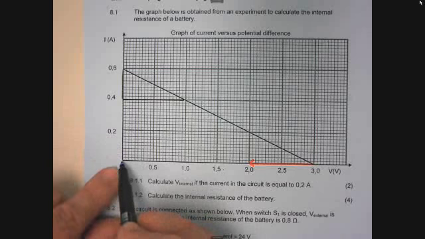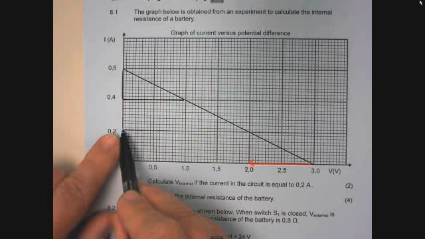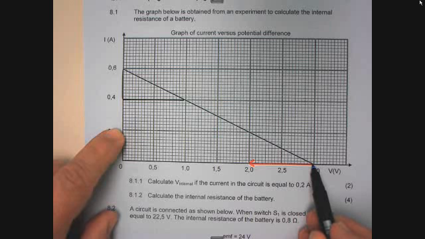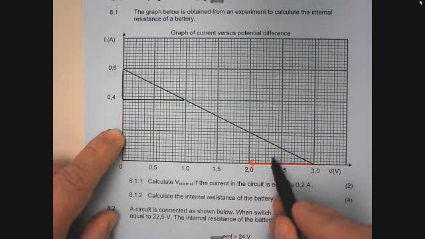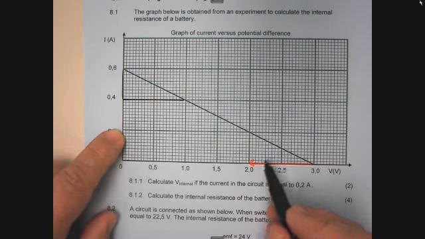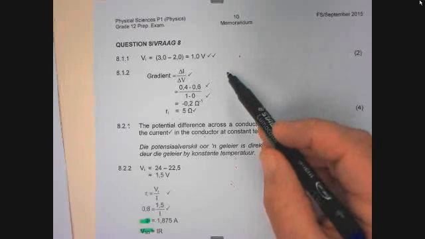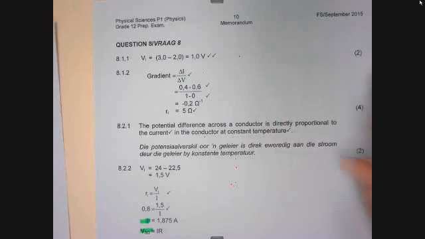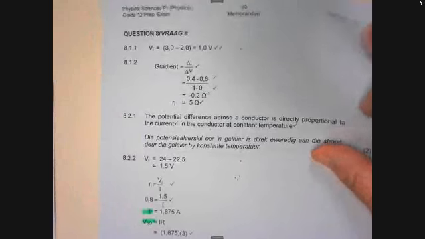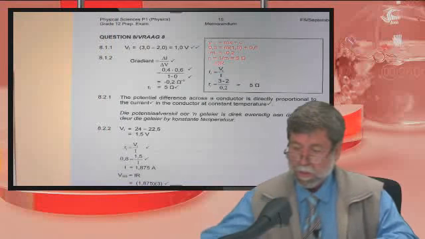So if the current starts off at 0 and moves to 0,2, the EMF drops from, not the EMF, the potential difference, the voltmeter reading drops from 3 to 2. So the lost volts, V internal, is therefore 3 minus 2. So there's a drop of 1 volt. So the first answer then is 1 volt. V internal with a current at 0,2 is 1 volt.